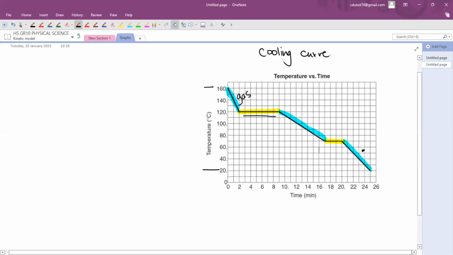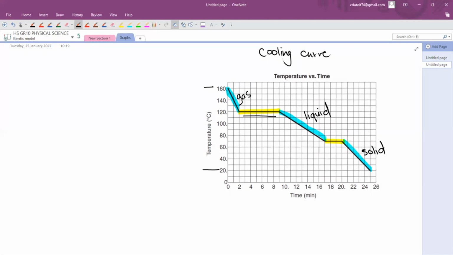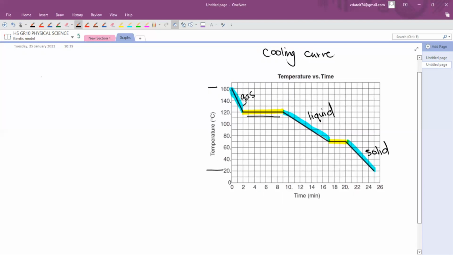Then it changes phase and becomes, what is the next blue section? Liquid. Good. And then the last section, solid. So cooling curves, you move from a gas to a liquid and a solid. Okay, now I've got following questions. I want to know, one, what is its, let's make it difficult, melting point? And number two, what is its boiling point?